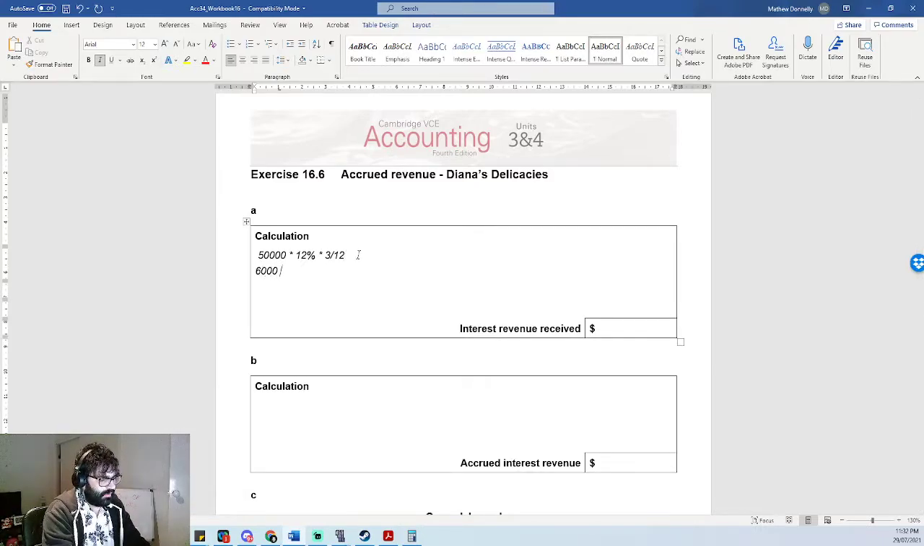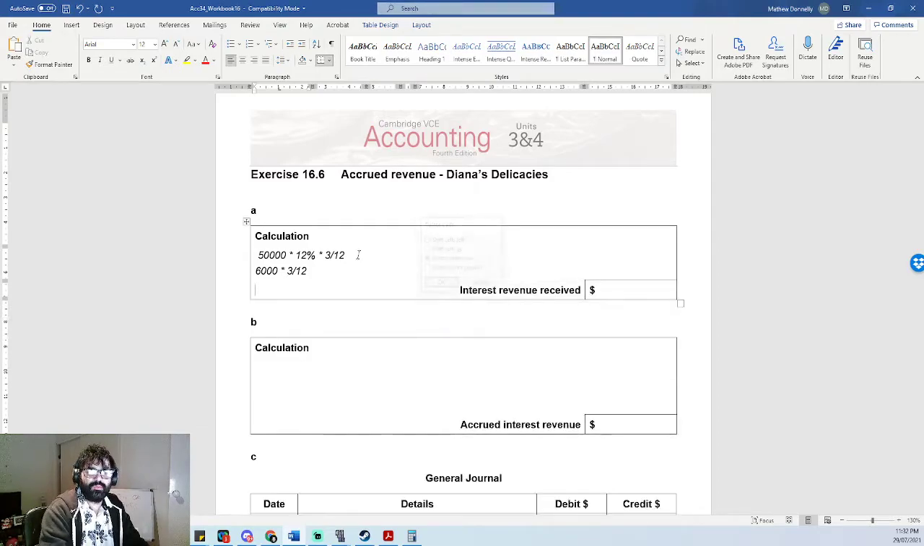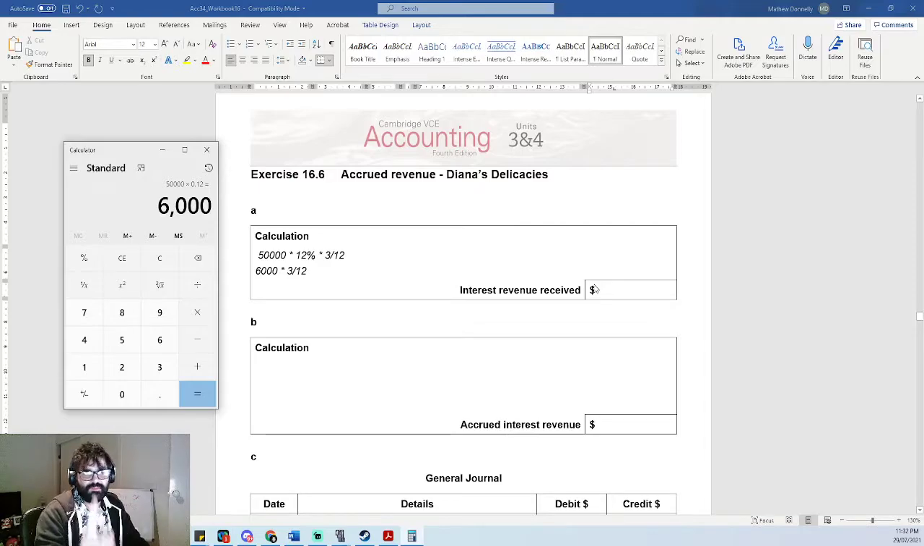6,000 multiplied by 3 over 12. Now, you would recognize 3 over 12 as 1/4. So we'll go directly to the answer, and it'll be 1,500. So let's have a look. We go 6,000 divided by 12, so divide by 12, will give us 500 per month.